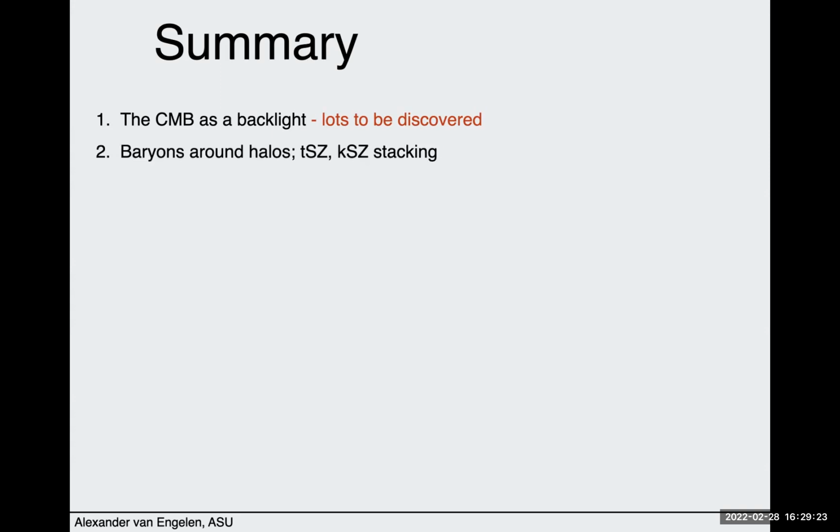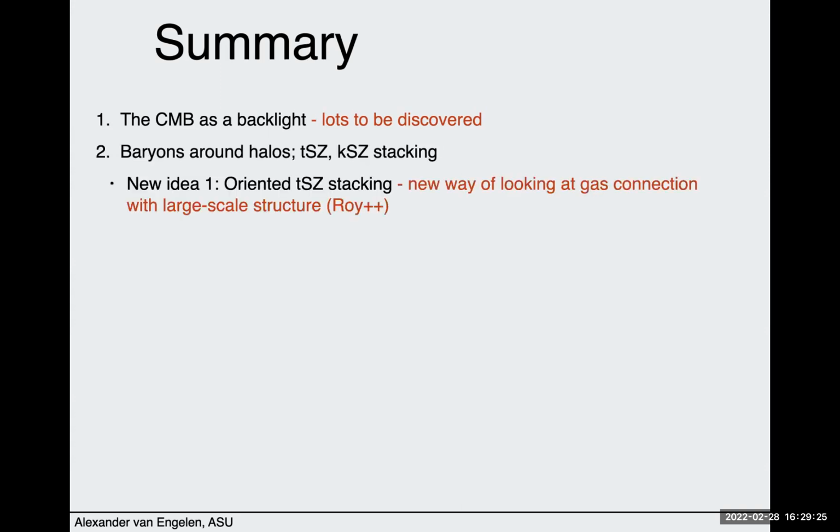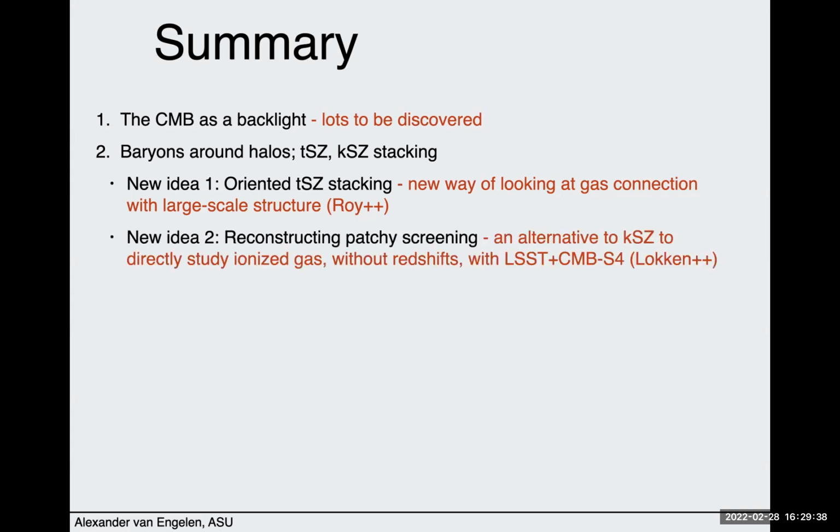I talked about baryons around halos, thermal SZ and kSZ stacking. I talked about that oriented tSZ stacking where we got that bow tie shape, and we found that in the data as well as in the simulation. So this is a new way of looking at the SZ effect. I talked about this new way of measuring the screening of the background CMB fluctuations, which is different from kSZ.